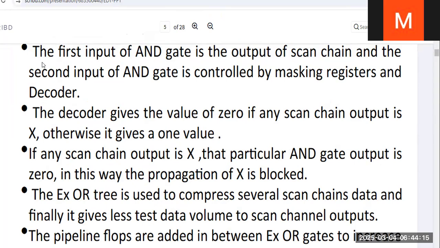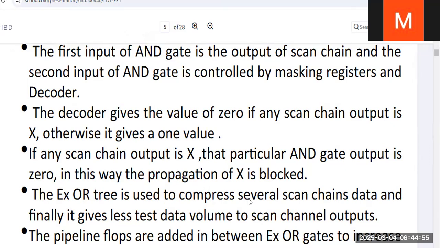Here he explained that the first input of the AND gate is the output of the scan chain, and the second input of the AND gate is controlled by masking registers and decoders. The decoder gives the value 0 if any scan chain output is X, otherwise it gives 1. As we know, if one input of an AND gate is 0, the output of the AND gate automatically becomes 0. That way, it masks the particular scan chain which is propagating X. If any scan chain output is X, the particular AND gate output is 0. This way, propagation of X is blocked.